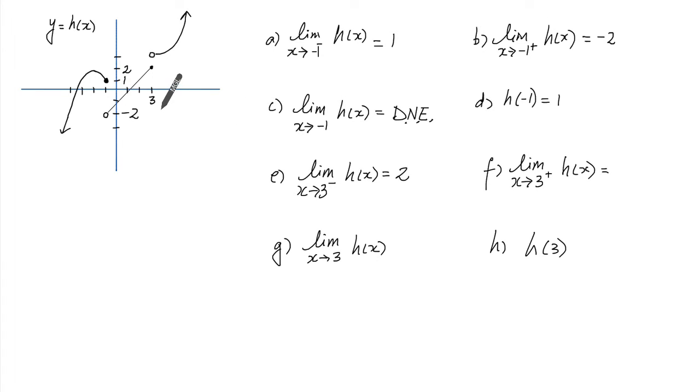From the right-hand side, as we get closer and closer to 3 from here, h of x follows this sort of curve. And as we get closer and closer to 3, h of x gets closer and closer to 3 as well. So the right-handed limit is equal to 3, and it is not equal to the left-handed limit. As such, the limit at x equals 3 does not exist. Graphically, we see that by observing a jump discontinuity.